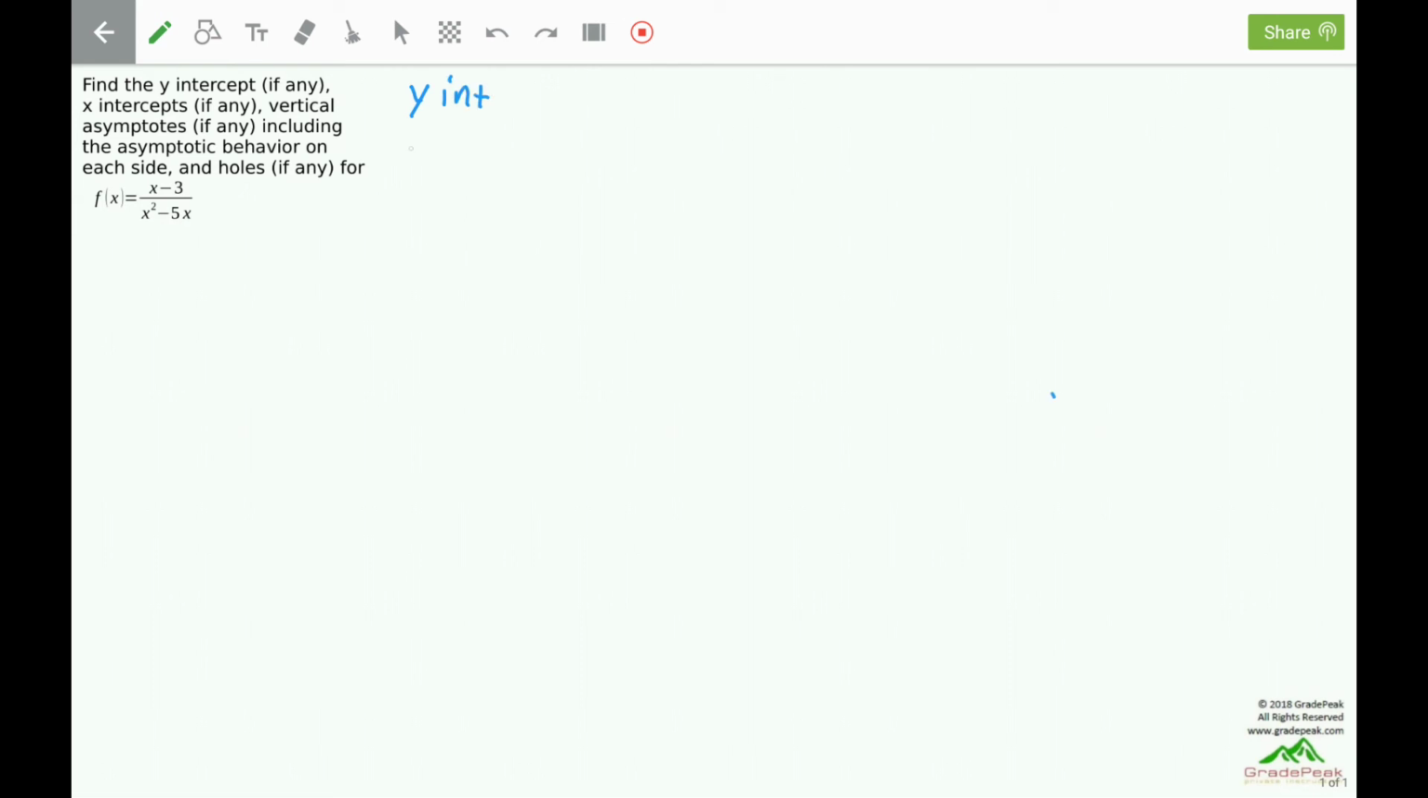This is where the function crosses the y-axis, defined by x equals 0. The corresponding y-coordinate can be found by plugging 0 into the function for each of the x's. That will give 0 minus 3 divided by 0 squared minus 5 times 0. 0 minus 3 is a negative 3, over 0 squared is a 0, minus 5 times 0 is also a 0, giving negative 3 over 0.